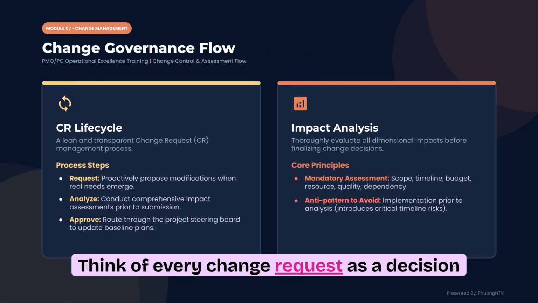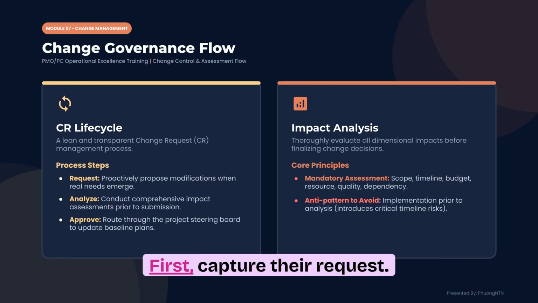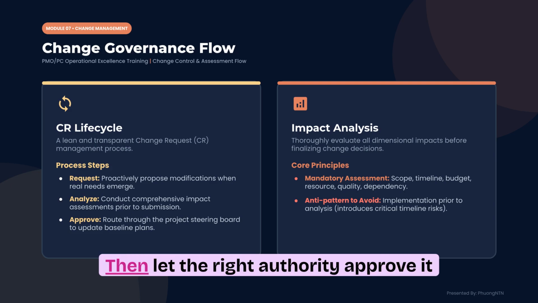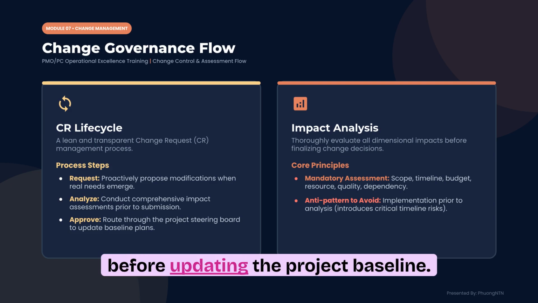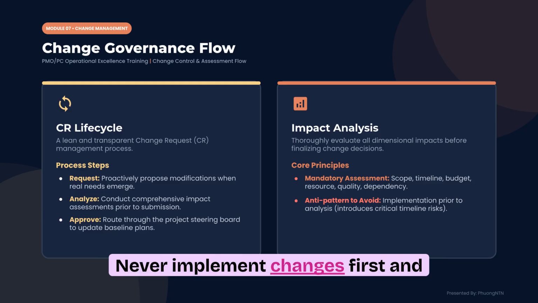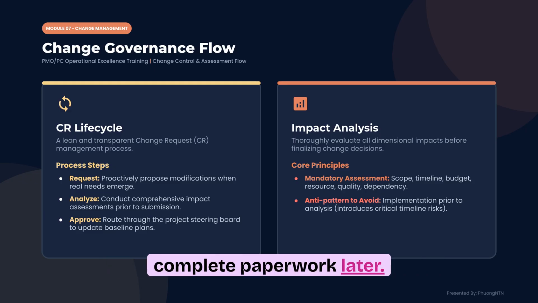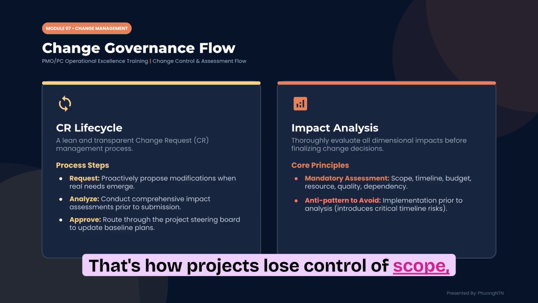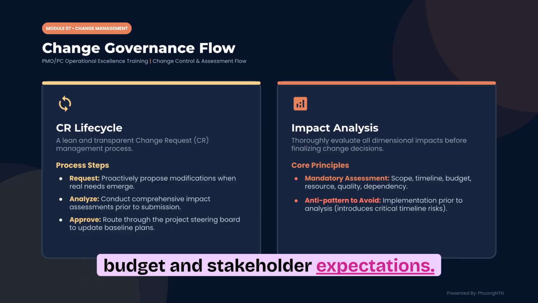Think of every change request as a decision process. First, capture the request. Next, analyze its impact. Then let the right authority approve it before updating the project baseline. Never implement changes first and complete paperwork later. That's how projects lose control of scope, budget, and stakeholder expectations.